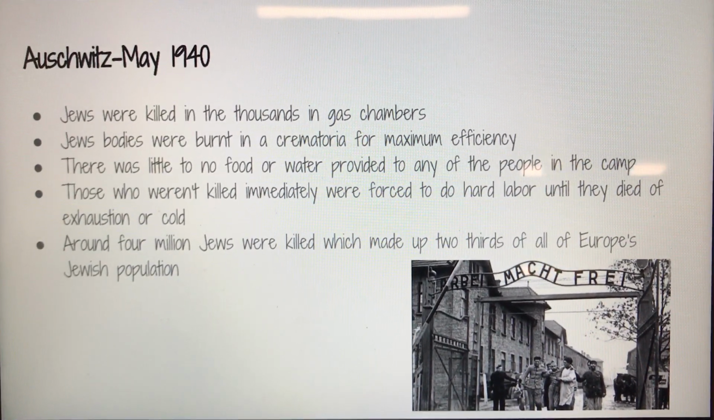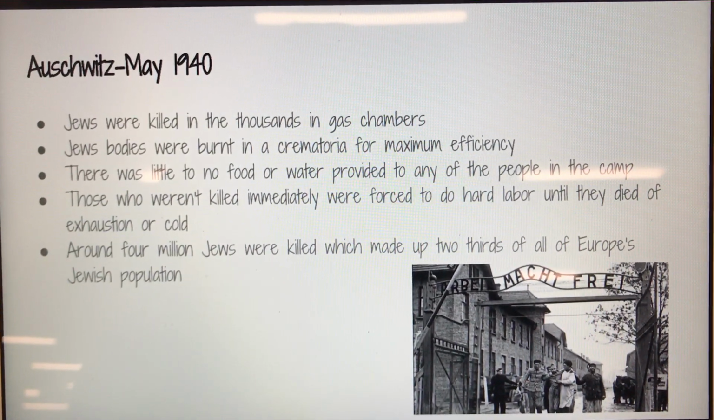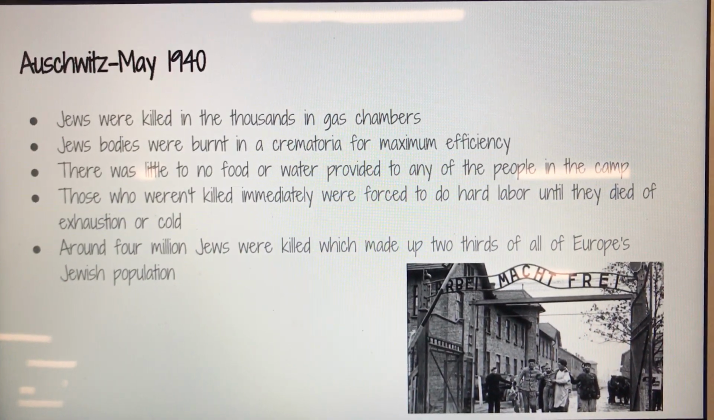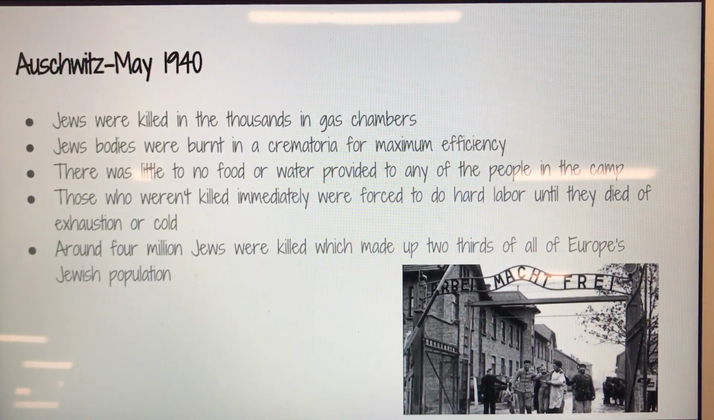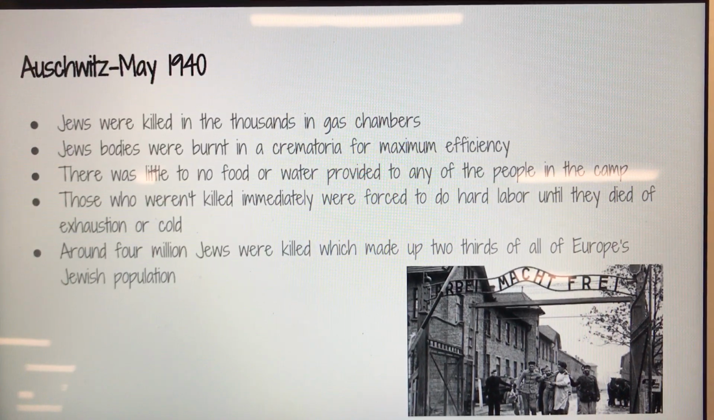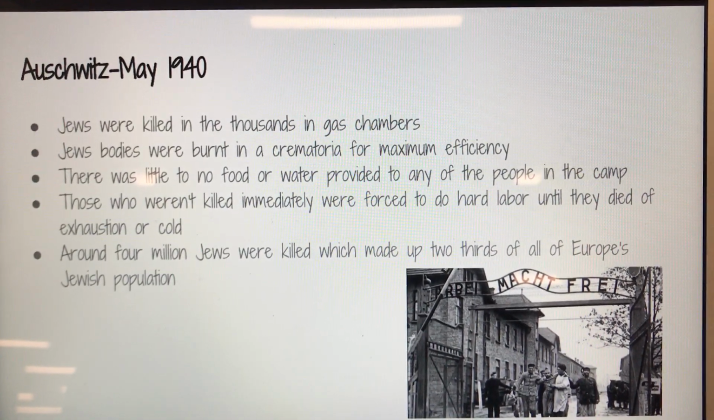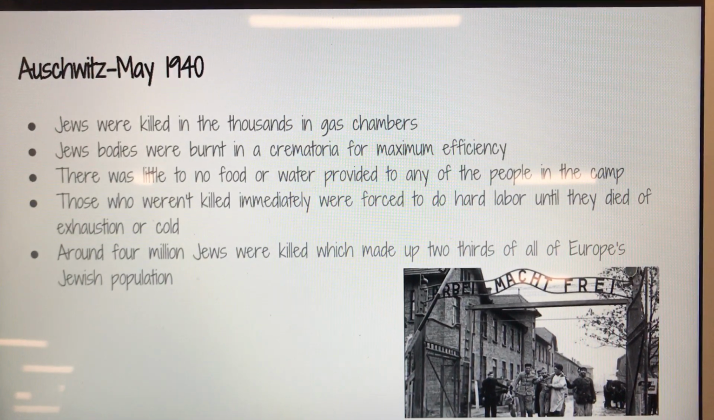There was little to no food or water provided to any of the people in the camp. Those who weren't killed immediately were forced to do hard labor until they died of exhaustion or cold. Around 4 million Jews were killed, which made up 2/3 of all of Europe's Jewish population.